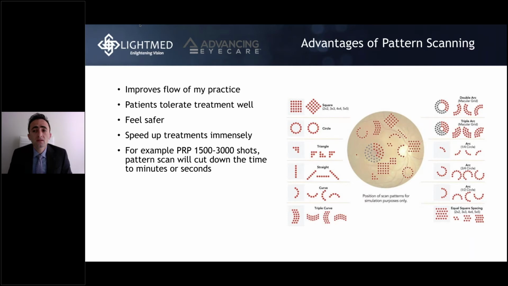So the advantages of pattern scan laser are basically to improve the flow of practice. When you have a patient that you need to apply panretinal photocoagulation 360 degrees, in a patient with significant high-risk progressive diabetic retinopathy, it's easier to do it when you have a grid of 4x4 or 5x5 or 3x3. Then you can treat large areas of the retina periphery in a shorter treatment session. And this is more comfortable for the patients, and it has proven to be very safe and very tolerable.